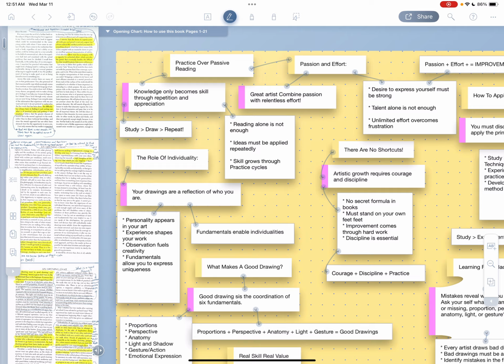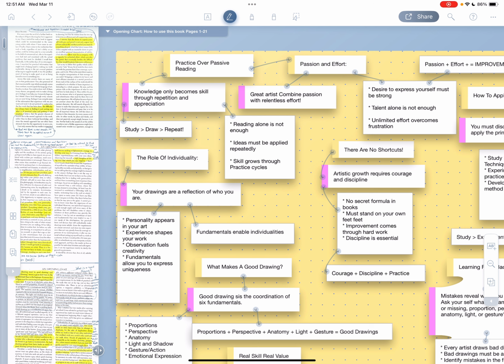Underneath that, the final stage is a final thought or added information, etc. So let's read some of this. One of the first ones I have on here: practice over passive reading. We went over that.